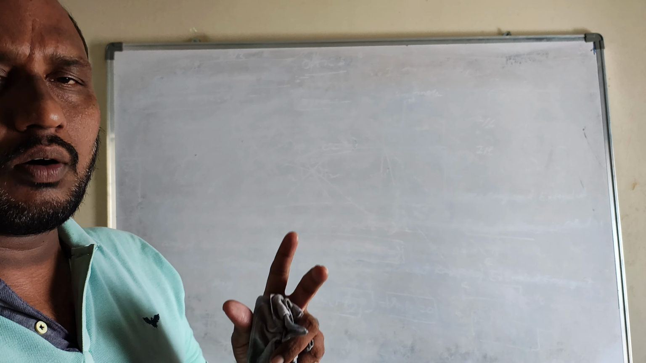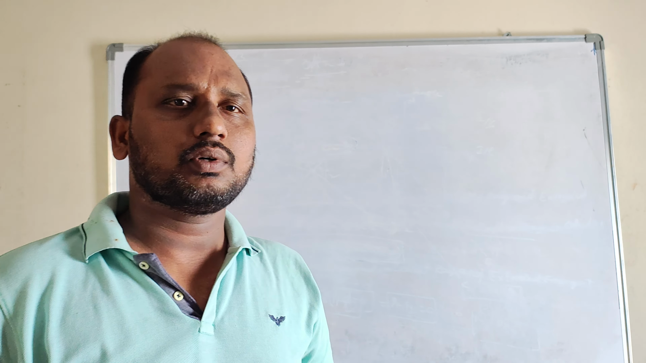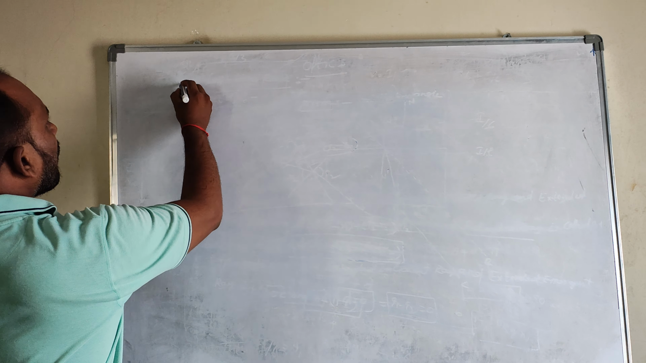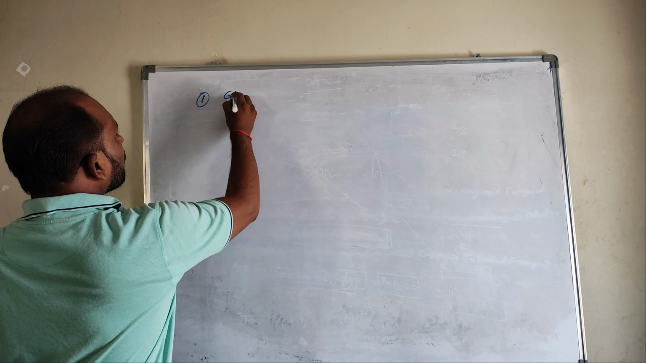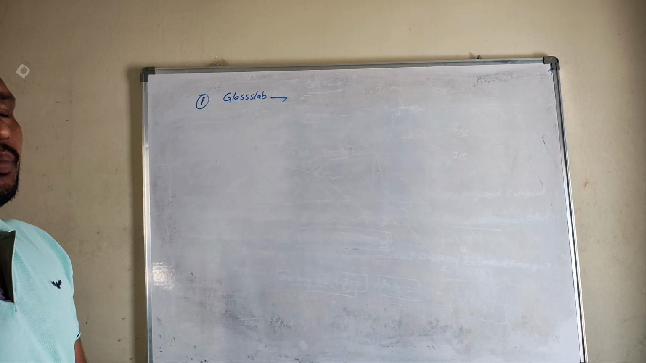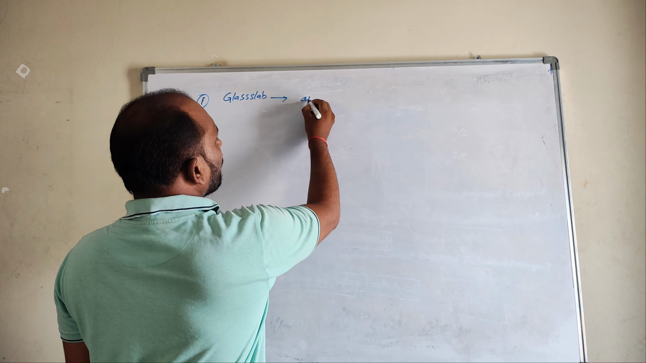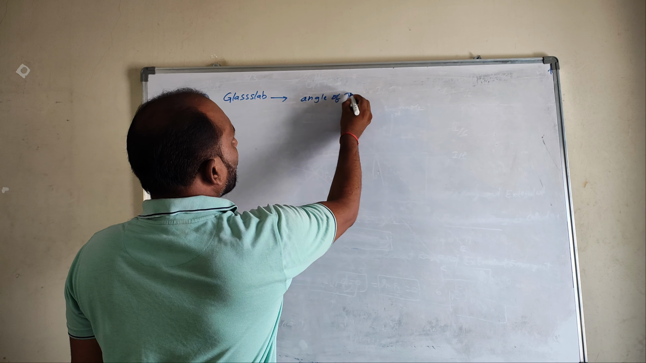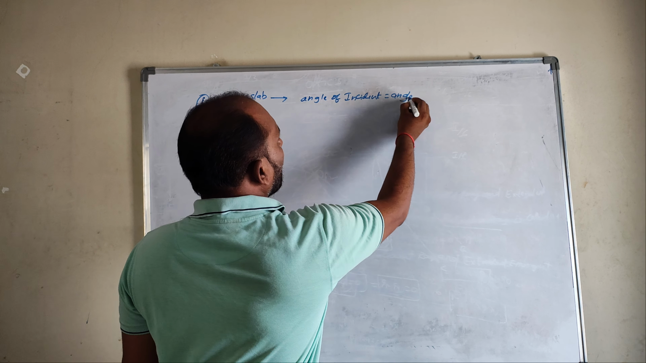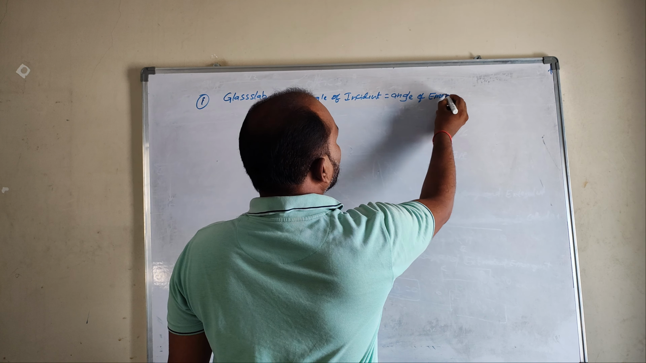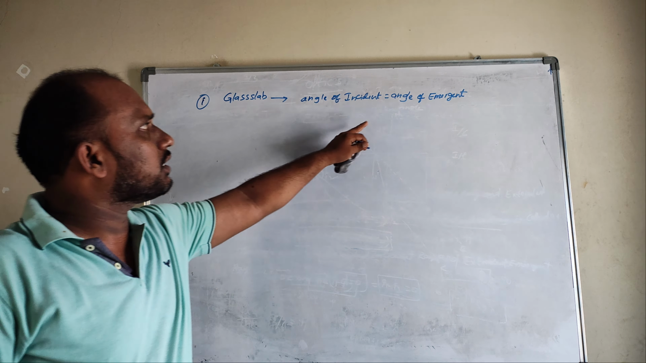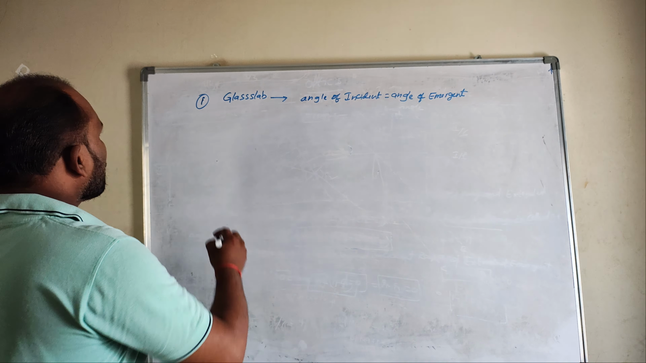Today we're talking about, once again, one of the great concepts that people struggle to understand. First thing is the glass slab. In the glass slab, we have to prove that the angle of incidence is equal to the angle of emergence.